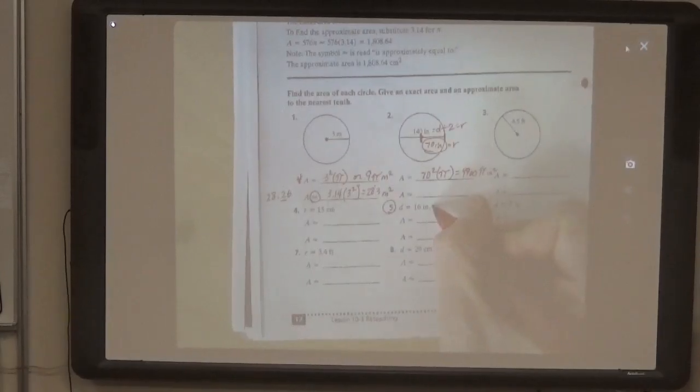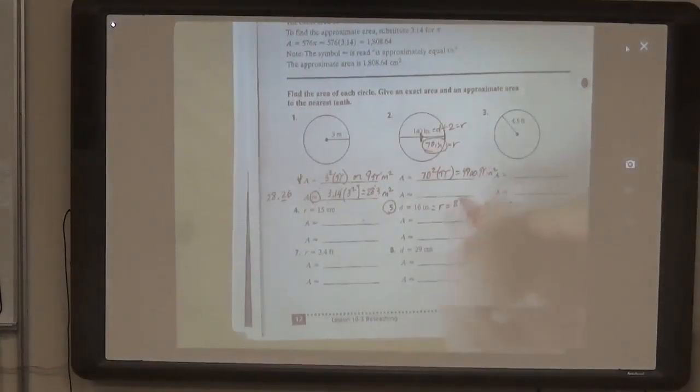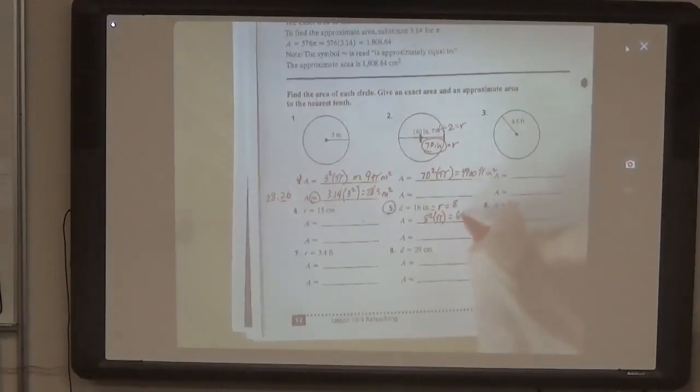Going back to number 5, what would the radius be? The diameter divided by 2. So, Maddie, the radius would be? R equals 8. Yep, good. Garrett. So we use 8 squared times pi, and then simplify that. 64 times pi inches squared. Okay?